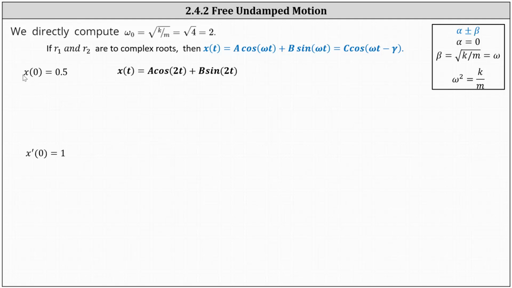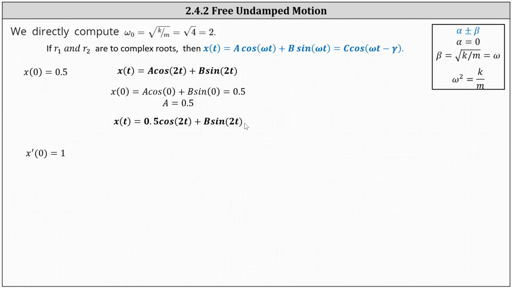So first, using x of 0 equals 0.5, we substitute 0 for t. Notice sine 0 is 0, just giving us a cosine 0 equals 0.5, and cosine 0 is equal to 1, giving us a equals 0.5. So now we know x of t equals 0.5 cosine 2t plus b sine 2t.